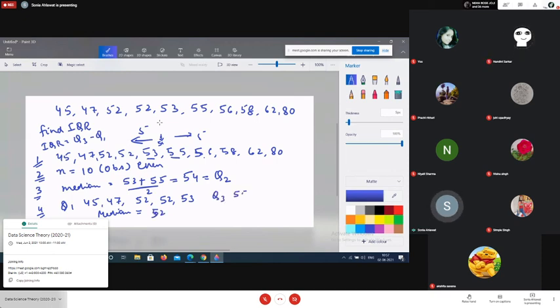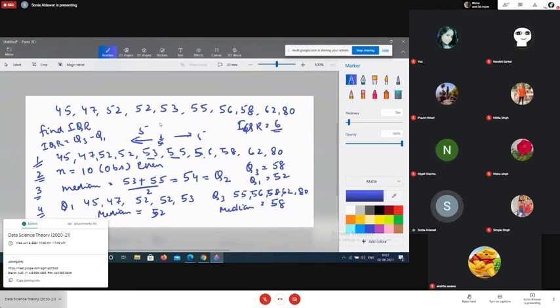Q3 has data points 55, 56, 58, 62, and 80. What is the median over here? 58. So now your Q3 is 58, Q1 is 52, and the IQR is 6. So now this is 6.